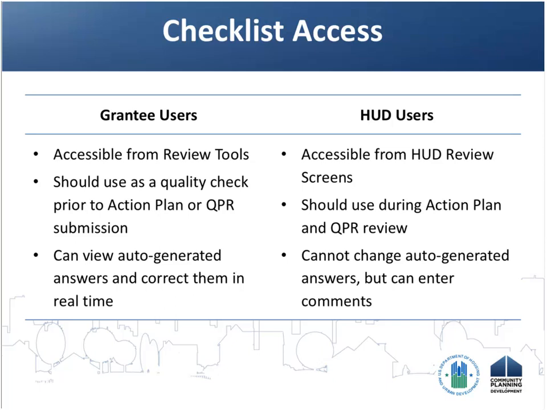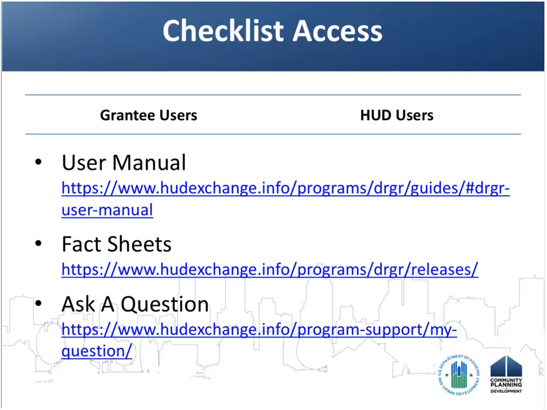So just to kind of go through the bullets here, you can access these checklists from the review tools. You should use it as a quality check prior to your action plan and QPR submission, and you can view the auto-generated answers and correct them in real time prior to action plan and QPR submission. Once HUD receives them and goes to review the plan or QPR, they will be able to access these from their review screens. They should certainly use them during action plan and QPR reviews, and they cannot change the auto-generated answers, but they do have the ability to enter comments on them.